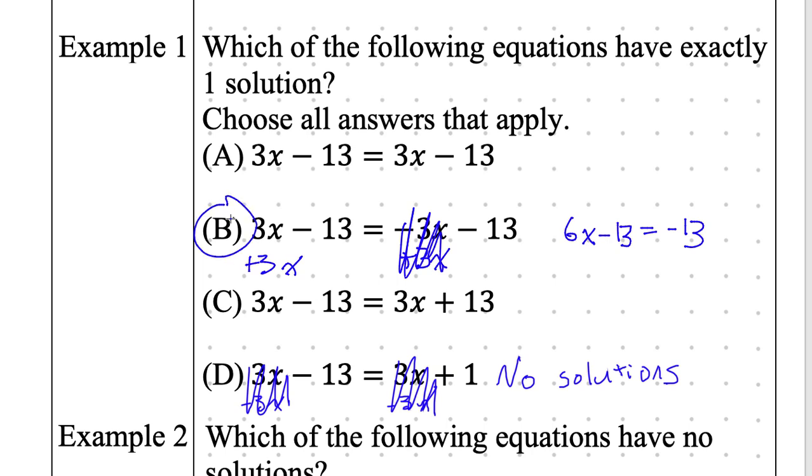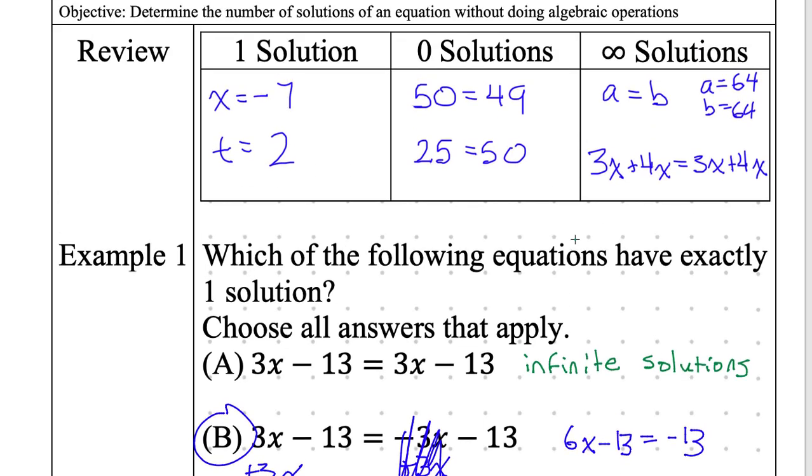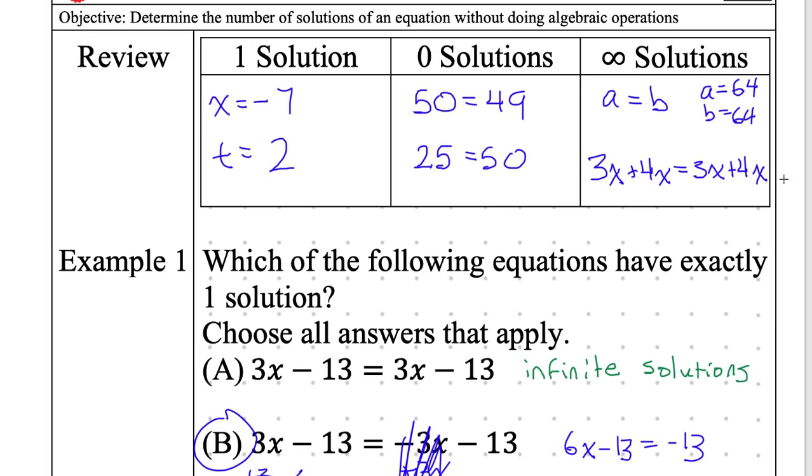All right. Now, what is A? How many solutions is A? Asha. I think it's infinite solutions. It is indeed infinite solutions. Why? Because the negative 13 is on both sides of the equal sign and then the same number, it's the same as 3x. Exactly. It's very similar to Ugo's example where he did 3x plus 4x equals 3x plus 4x. It's 3x minus 13 equals 3x minus 13. As long as you have the same thing on the left and the right, it's infinite.